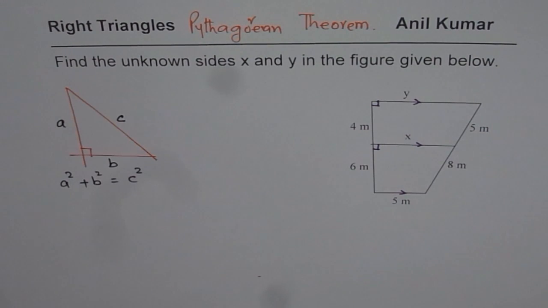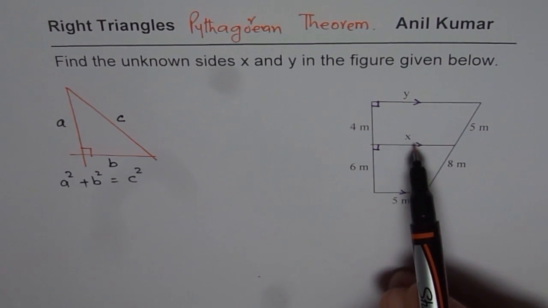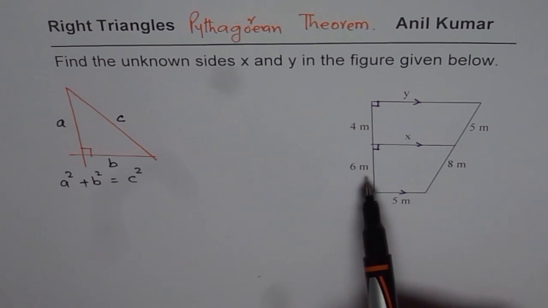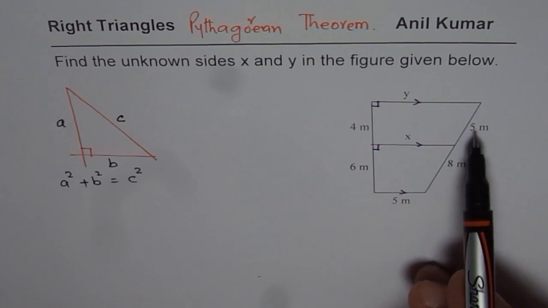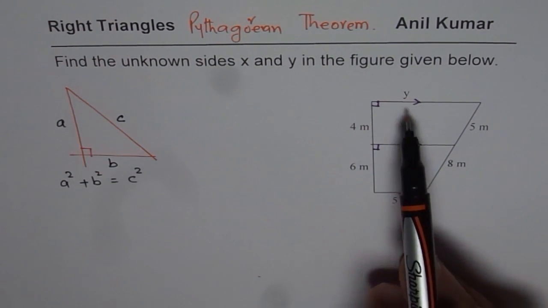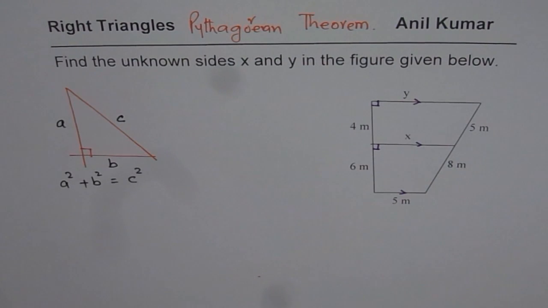So now the question for us is, find the unknown sides x and y in the figure given below. So here is a figure. These are parallel lines and that is 90 degrees. We are given a few sides, 4 meters, 6 meters, 5 and 8 meters, and here this is 5 meters. We need to find the value of x and y. I'd like you to pause the video, copy the question, answer, and then look into my suggestions.